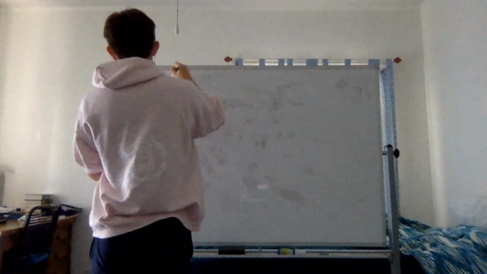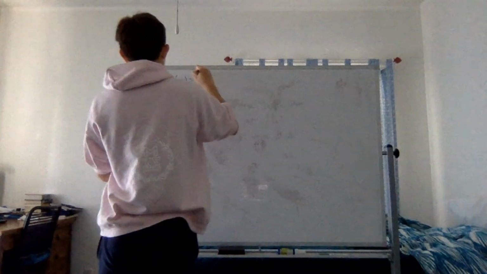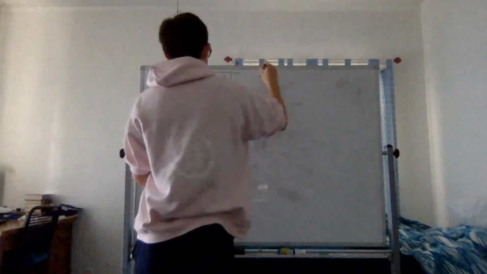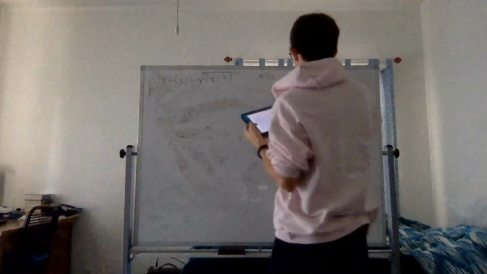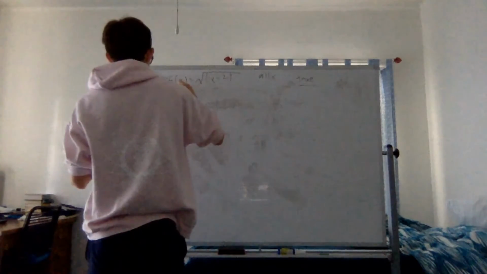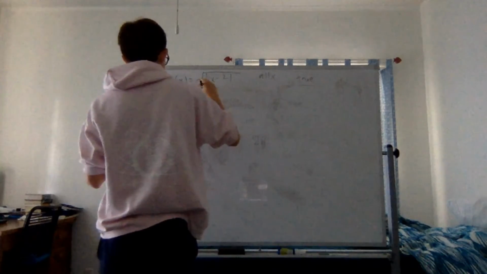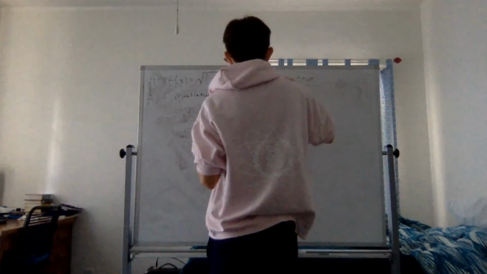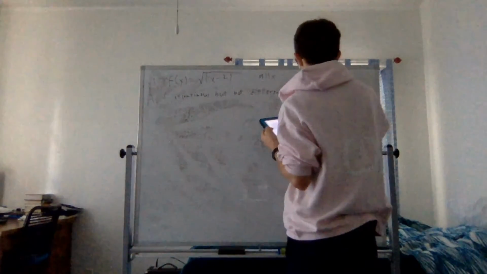Okay, number 11. Let f be the function defined by f of x equals radical the absolute value of x minus 2 for all x. Which of the following statements is true? A, f is continuous but not differentiable at x equals 2.